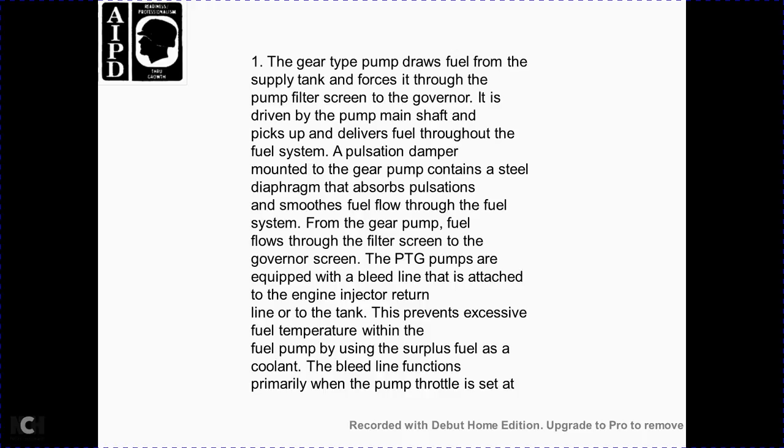The gear pump draws the fuel with the flow of the supply from the tank, forcing it through the pump filter screen and the governor. The driving of the pump is through the main shaft, and the fuel is delivered through the other parts of the fuel system. The gear pump contains a shield diaphragm to absorb the pulsation and smooth the fuel flow through the fuel system. The fuel flows through the filter screen, the governor screen, priming.